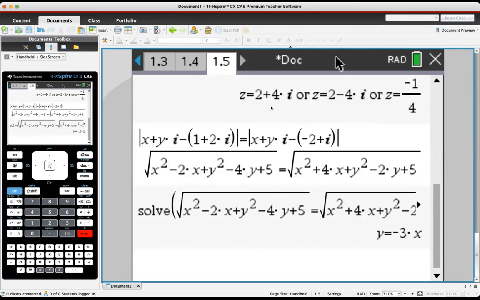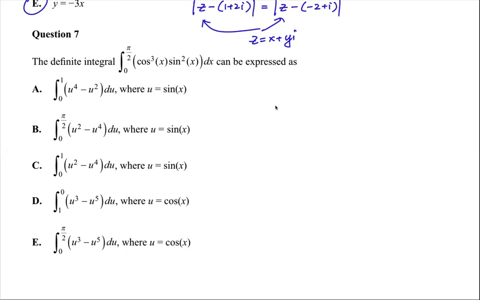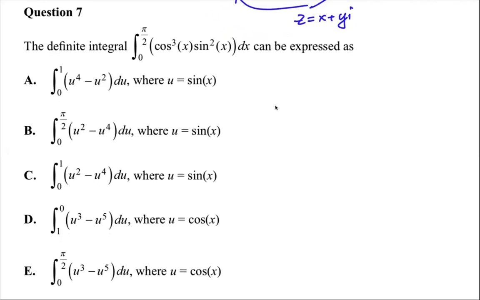Question 7 looks like an integral question. The definite integral can be expressed. Okay, this is a typical u substitution question. Notice that you have an odd power here and an even power here with sine and cosine terms. If you set one to be u, the other must be du/dx or negative du/dx, okay?